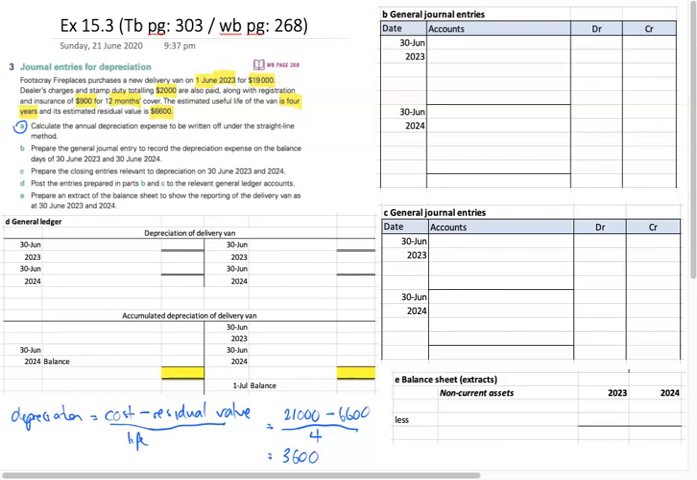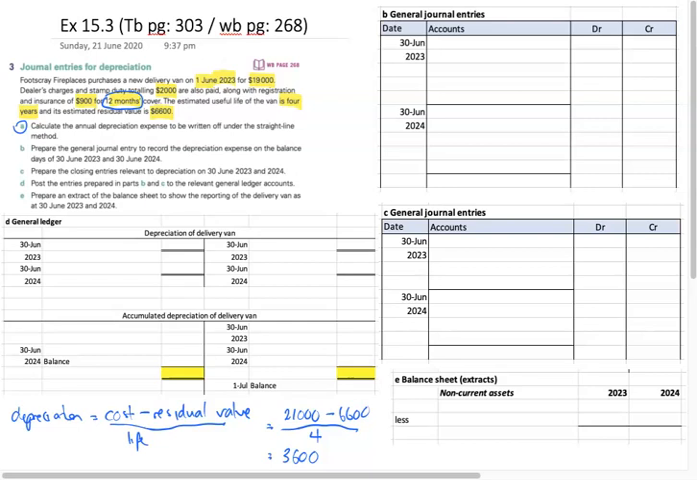We don't include the registration and insurance. Why? Because it is a recurring cost. And we know it's recurring because it says it is for 12 months cover. 12 months cover means we're going to have to do it again. It is recurring. It is, using our terminology, period cost. So we have $3,600 of annual depreciation expense.